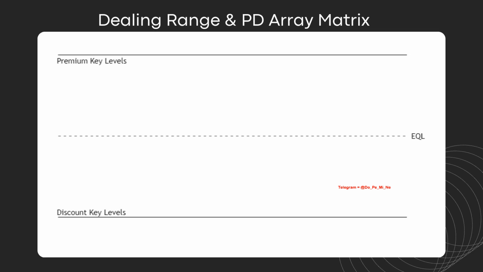What you need to remember is that inside this dealing range or this PDRA matrix, we will have multiple key levels, and these key levels will be both in the premium region and the discount region. These key levels could be in the form of order blocks, breaker blocks, rejection blocks, fair value gaps, or maybe even in the form of highs and lows.